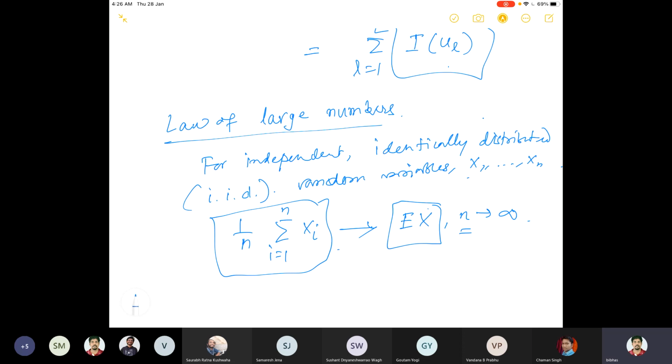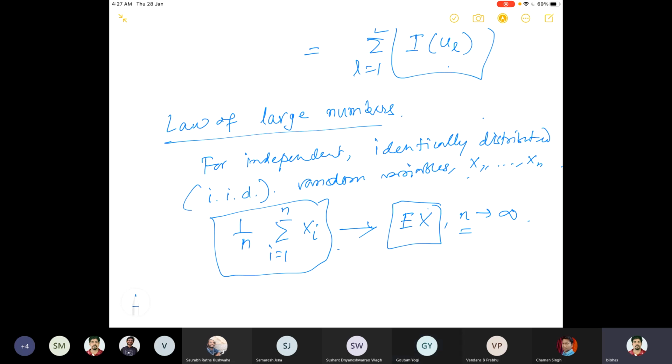Can anybody tell me what is the meaning of convergence of a sequence? Sir, here convergence will be in terms of probability. That means probability of x bar minus mu, where mu means EX. So this sequence will converge in the probability sense. So what does probability sense mean? The probability of mod of x bar minus mu greater than epsilon, which is equal to 0. Okay, that is enough for me.